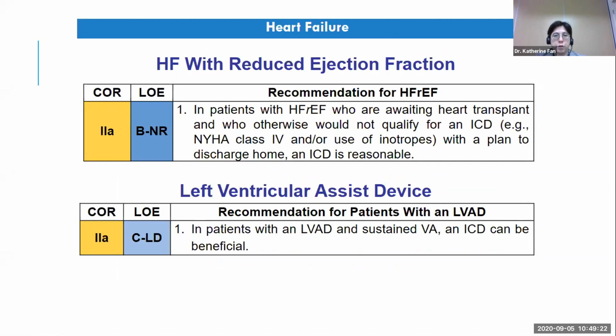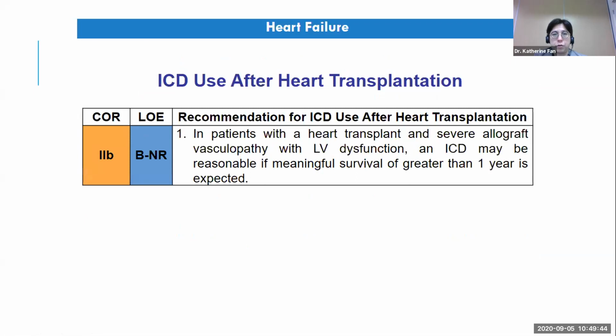They look into patients with reduced ejection fraction heart failure, again similarly waiting for heart transplant, who otherwise would not qualify for ICD, such as class 4. Use of inotropes with plan to discharge on ICD is reasonable, a 2A. And similarly, for a 2A indication, LVAD with sustained ventricular arrhythmia, ICD can be beneficial. ICD use after heart transplant is also listed in patients probably starting to have dysfunctional graft or severe allograft vasculopathy.